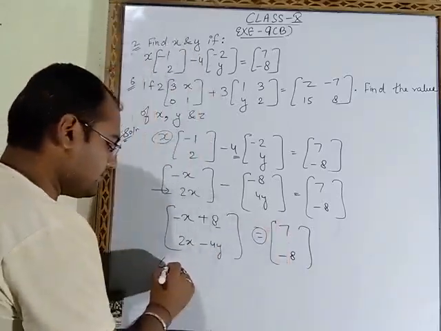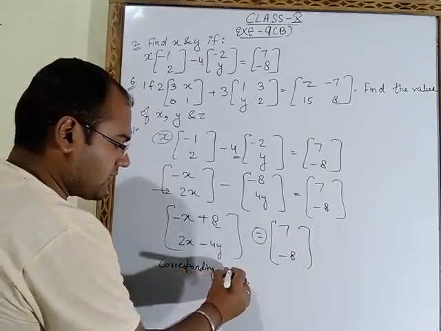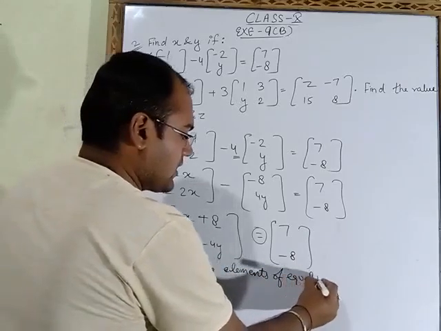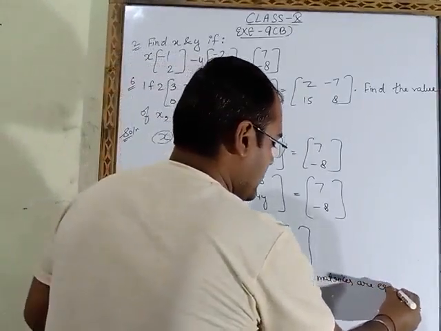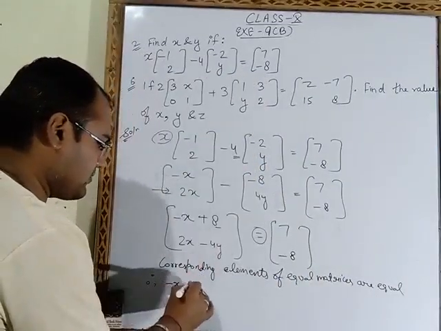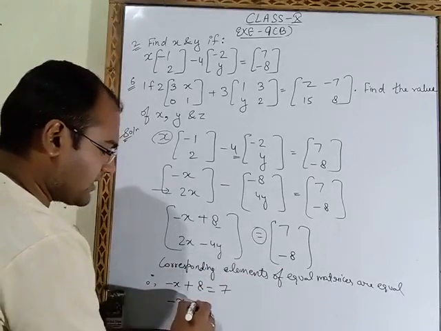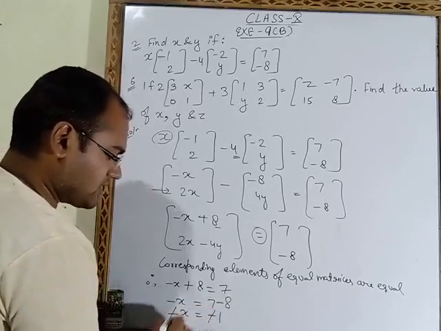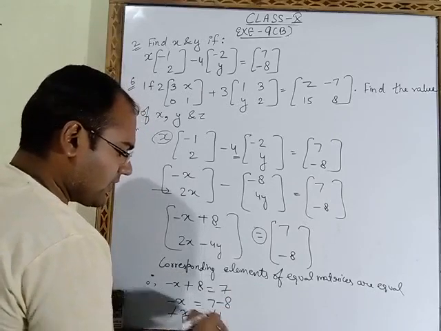So what you have to write? You have to write here that corresponding elements of equal matrices are equal. Therefore, minus x plus 8 will be equal to 7. On solving it, we will get minus x is equal to 7 minus 8. Minus x is equal to minus 1. Minus and minus will get cancelled. So we will get x is equal to 1.